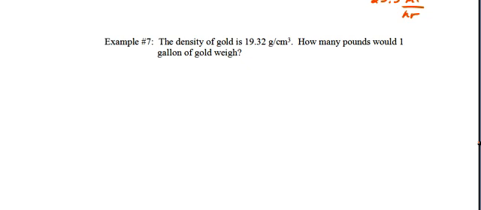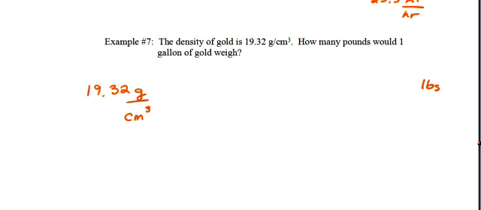Number 7 says the density of gold is 19.32 grams per cubic centimeter. How many pounds would 1 gallon of gold weigh? So, write down what you know. We know that gold has a density of 19.32 grams over cubic centimeters. And what you're looking for is pounds. So I'm going to put pounds way over to the other side.